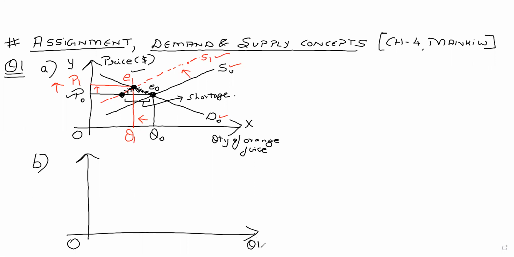So quantity of hotel rooms, and price of hotel rooms. So I'm correcting the B part once again.